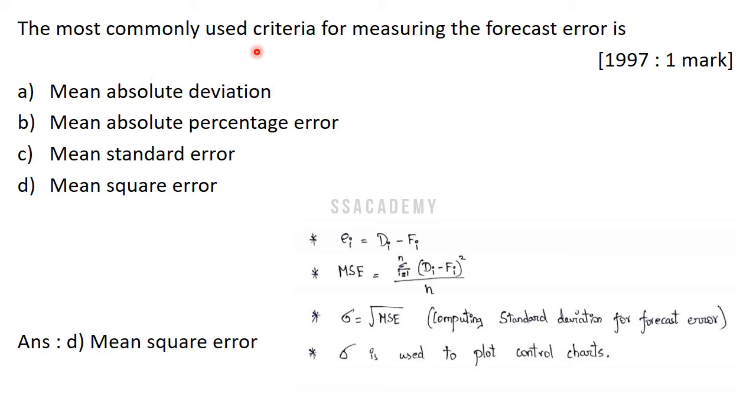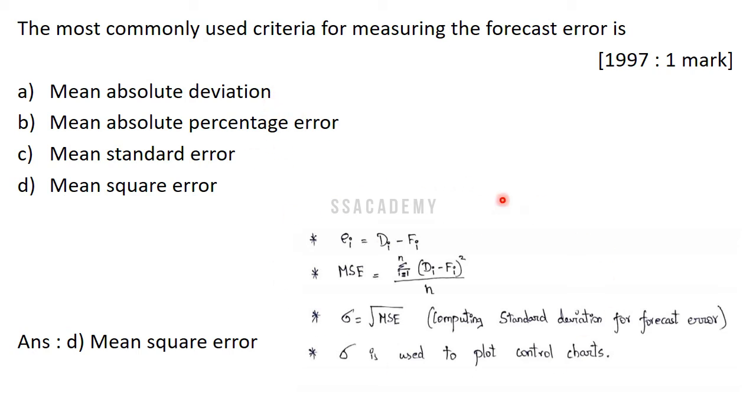Here, the most commonly used criteria for measuring the forecast error. We have seen about error in the previous question. Now we'll be seeing the most commonly used criteria for measuring the error. These are different types of error, like mean absolute deviation, mean absolute percentage error, mean standard error, mean square error. As you can see, all are mean, all are average. But absolute deviation means deviation when it is considered under a modulus, that is only positive values. Even if it is negative, we have to consider it as a positive value. Mean absolute percentage error means we have to represent the deviation as a percentage.